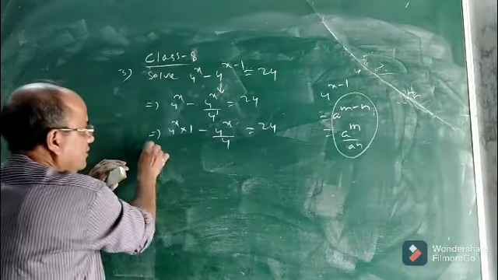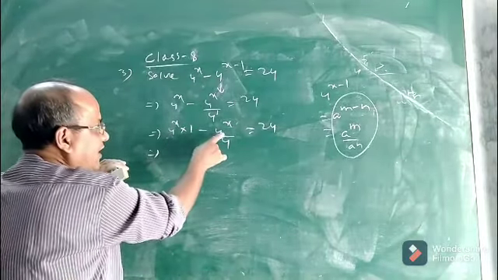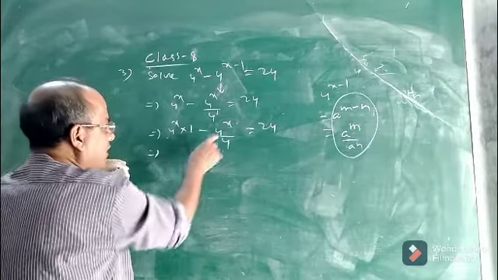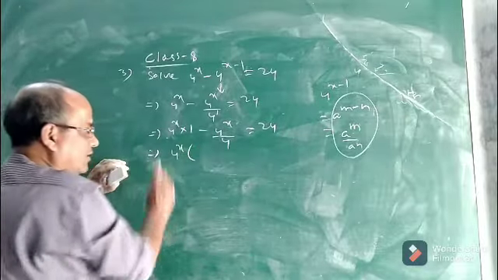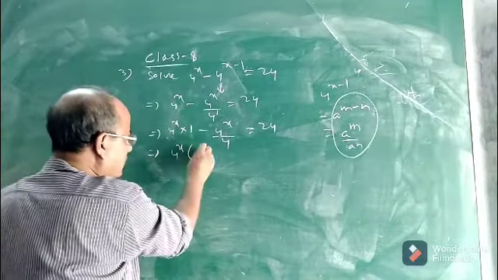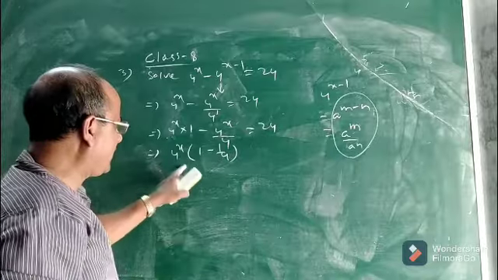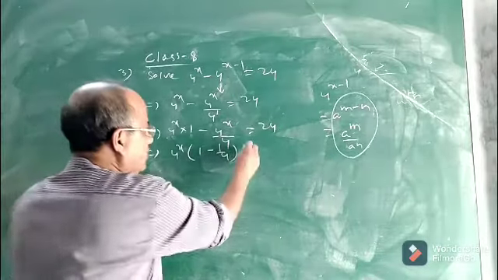24. See. Now we can take 4 to the power x common because here it is multiplied by 1 and here nothing means it is also into 1. So take 4 to the power x common. If you take 4 to the power x common, what will be left here? 1, and what will be left here? 1 by 4. So 4 to the power x into 1 minus 1 by 4 equal to 24.